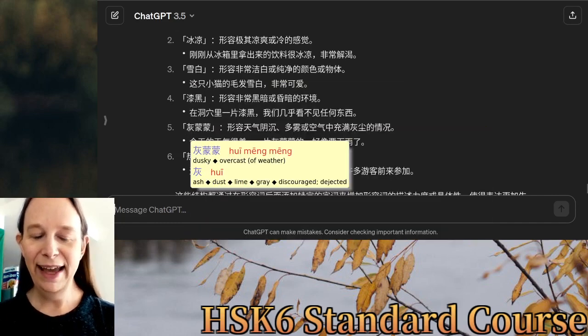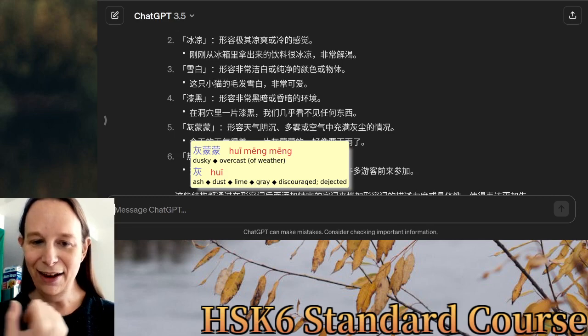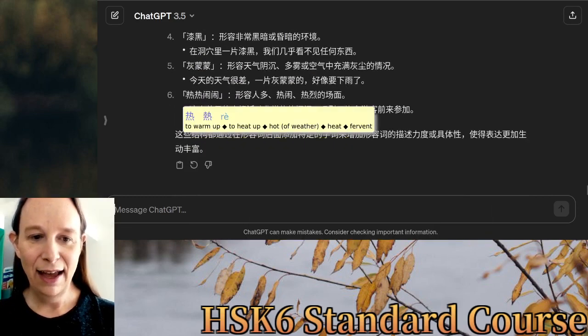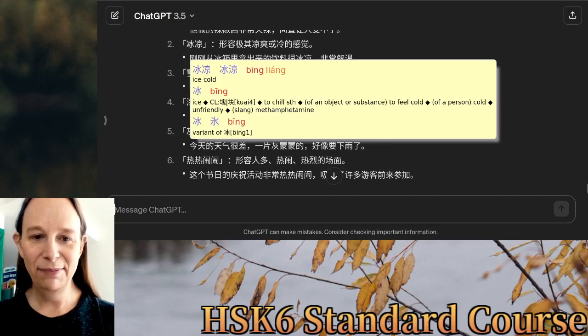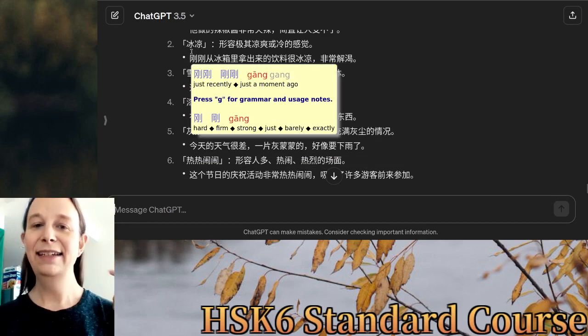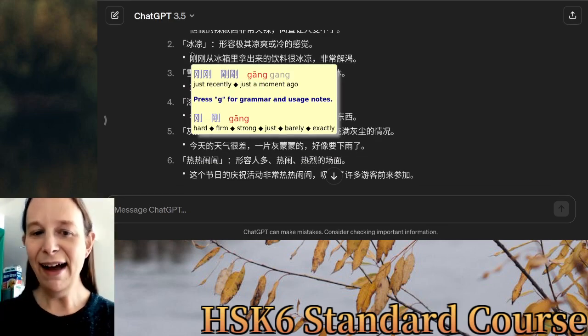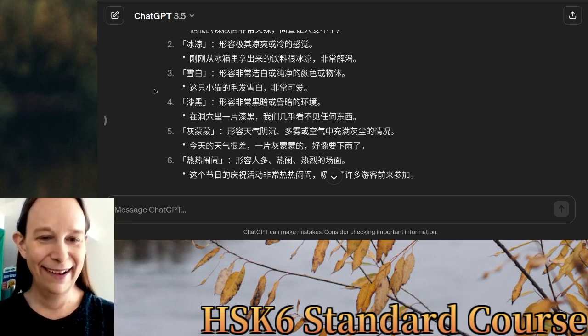灰蒙蒙. Yeah, so there's other ones like this where you put this kind of reduplicated character afterwards. Dusky overcast. No, I don't know. That's not quite exactly. This is the best one. 冰凉. 雪白 is another one. But here, this is another adjective. There are other ones, but I can't think of them off the top of my head.